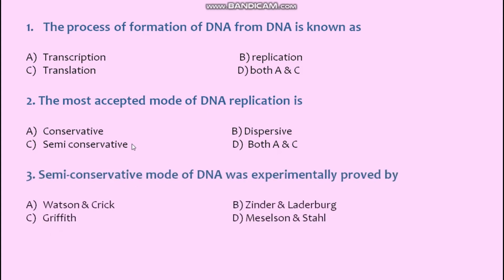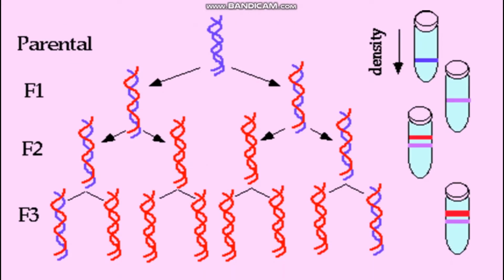Next question. Semi-conservative mode of DNA was experimentally proved by A. Watson and Crick, B. Zinder and Lederberg, C. Griffith, and D. Meselson and Stahl. So our correct option is option number D. They proved the semi-conservative mode of DNA replication. So this is the experiment performed by Meselson and Stahl.